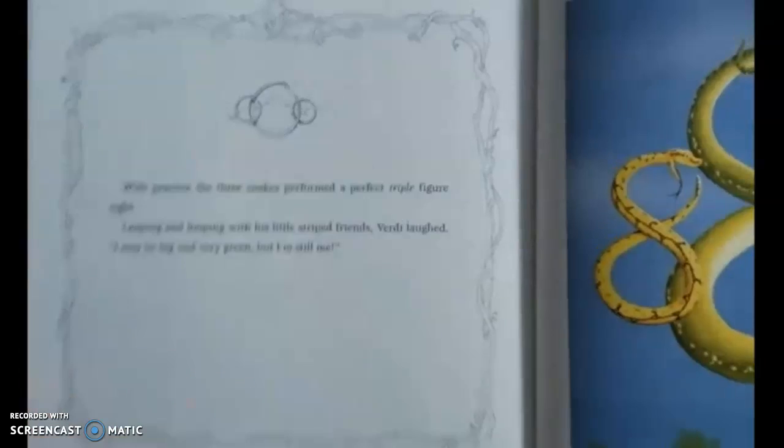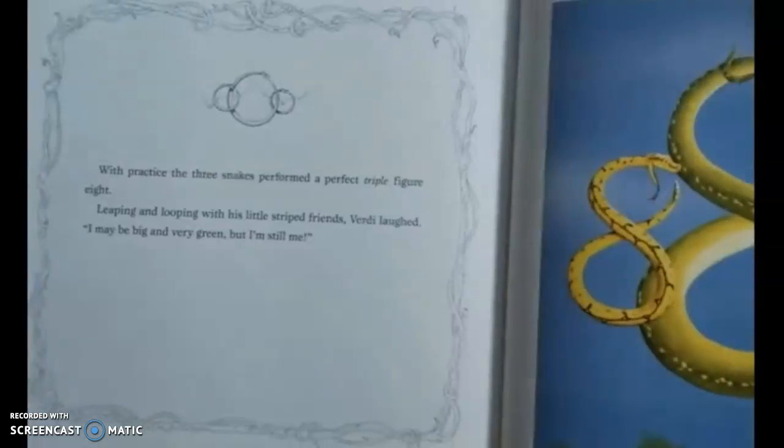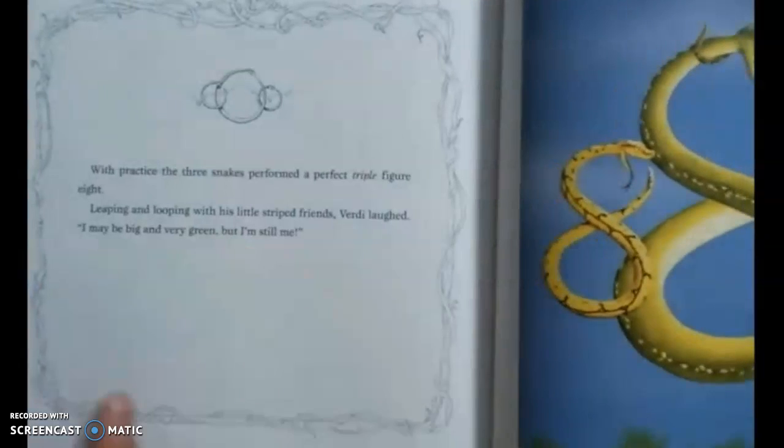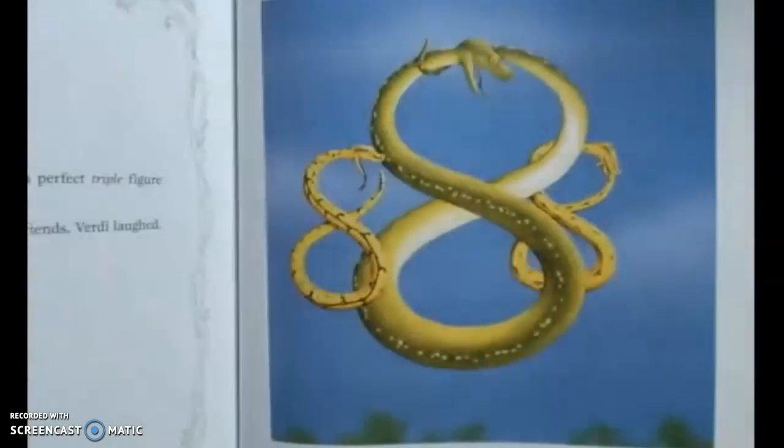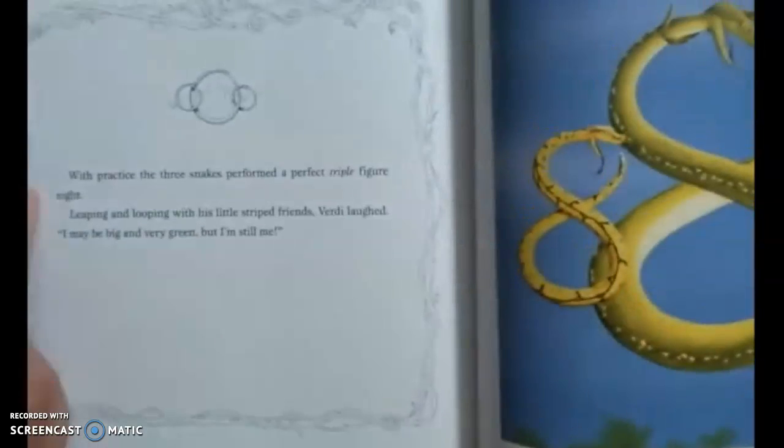So now I'm going to read this part from our familiar text, Verdi, and as I read, pay close attention to what the character says and his facial expressions to help us better understand.